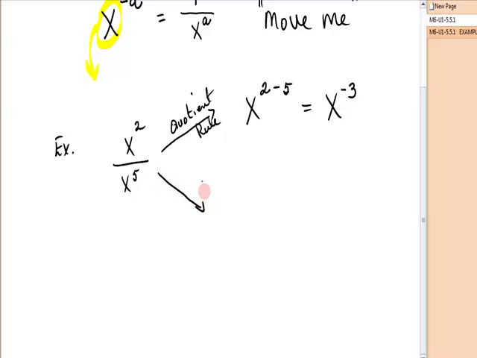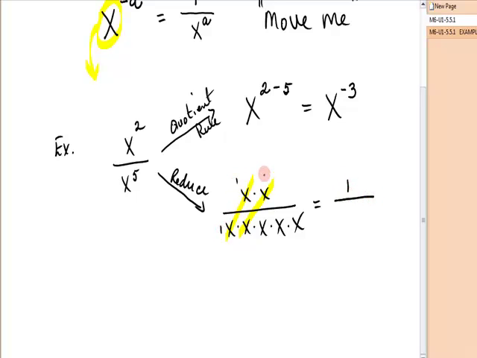Now I simply want to reduce this the way I know how to reduce fractions. Let's look at the numerator. It's really x times x. The denominator is x times x times x times x times x. I can reduce this. Common factors, common factors. What does that leave me with? Well, in the numerator, it leaves me with a 1, because every time you divide out a common factor, you're really leaving 1s behind. In the bottom, I have x times x times x, which is x to the third.